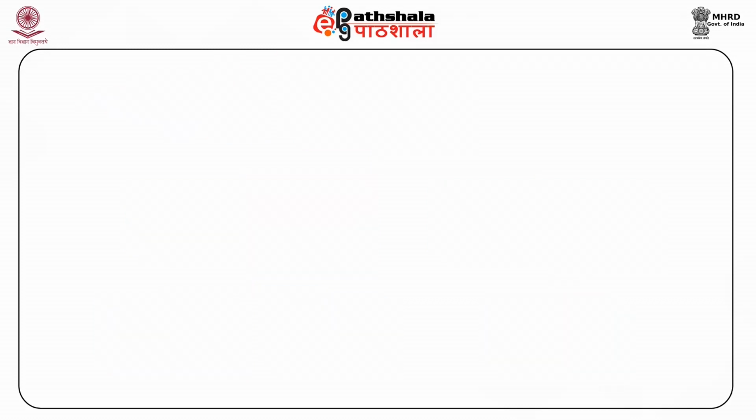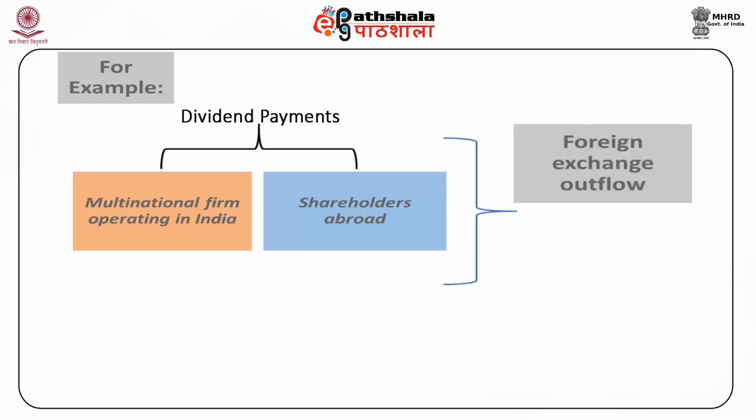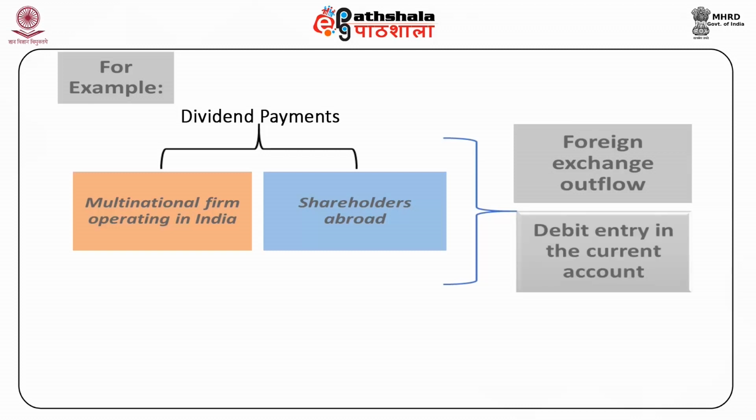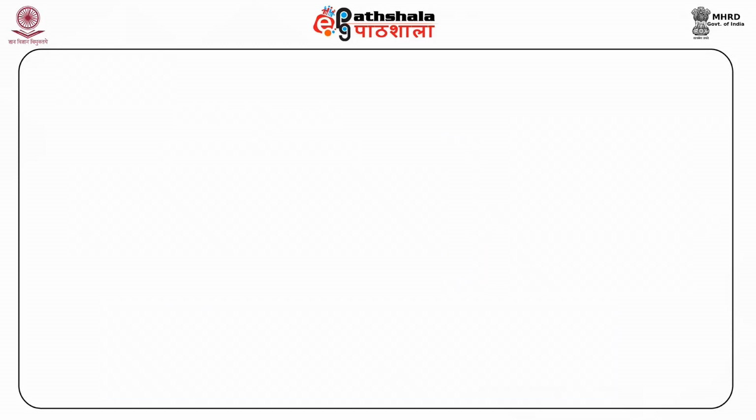Let us understand this with the help of an example. Dividend payments made by multinational firms operating in India to their shareholders abroad would result in a foreign exchange outflow, and it would be recorded as a debit entry in the current account. The net investment income from abroad is investment earnings from abroad by Indians minus foreigners' earnings from their assets based in India. Third component is unilateral transfers.